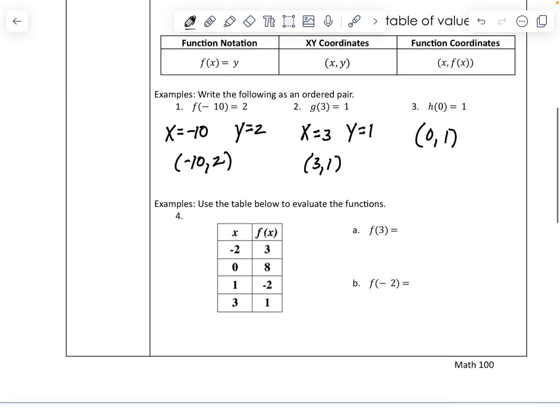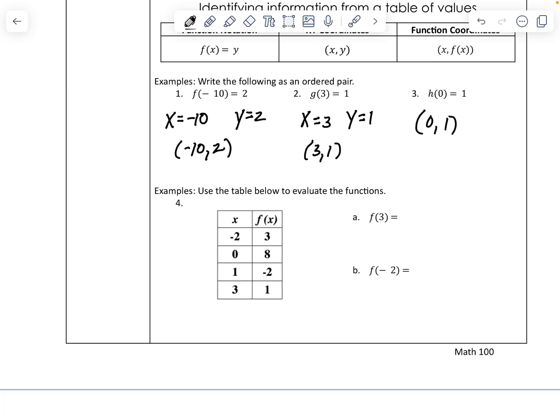So use the table below to evaluate the functions. So f of 3, meaning when the function value of x is 3, what is my y? So I'm going to go here to the table, find 3, and use the y value. When the function value for x is negative 2, what is my y?